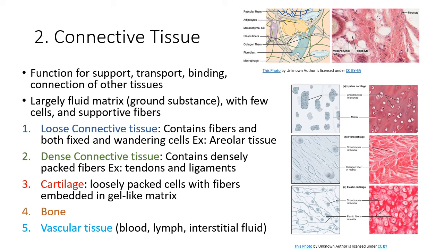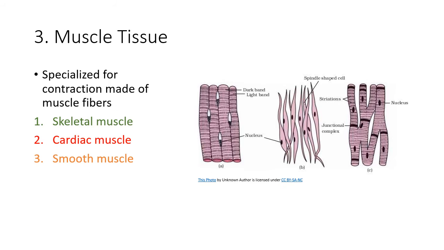And vascular tissue: blood, lymph, interstitial fluid. You have blood. Other organisms like insects have a combination of interstitial fluid and blood, which would be called hemolymph. So there's lots of different fluid types in different organisms.